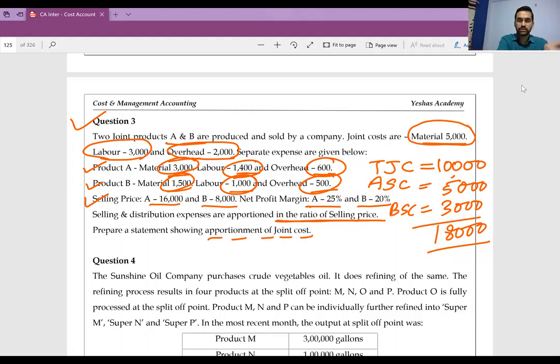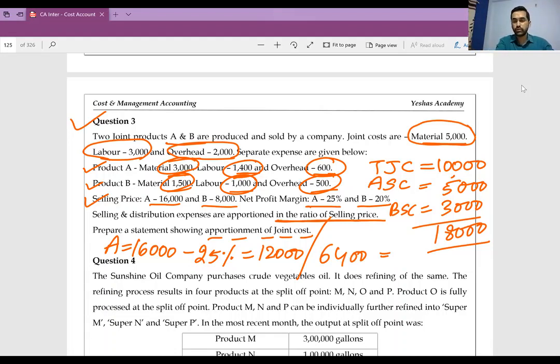Now do reverse calculation. How much is cost of A? Sales is 16,000 minus profit of 25%. That means this is 12,000. One number ready. Same way for B, I am doing it in calculator. Sales is 8,000 minus 20% profit, that is 6,400. Now if you add cost of A and cost of B, 12,000 plus 6,400, you will get 18,400.